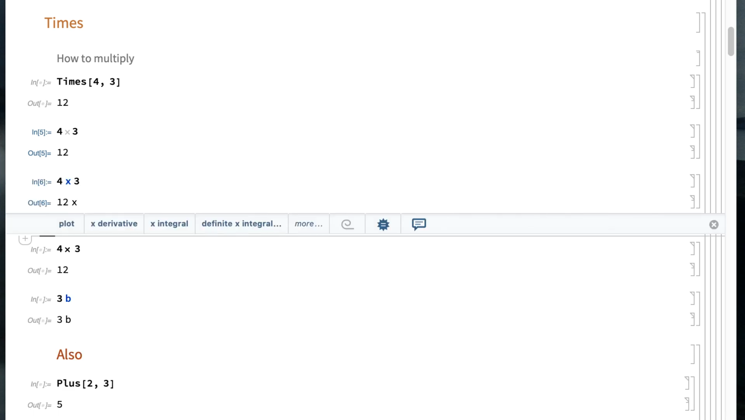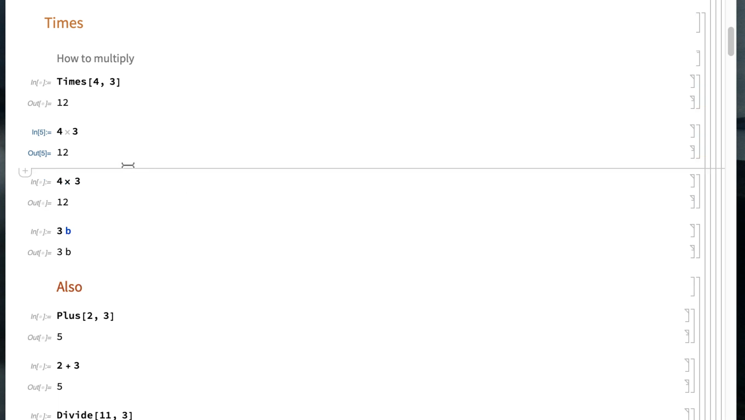4x3. It thinks, okay, you want me to multiply 4 by the x by the 3, and that's 12x. So don't use x as a multiplication operator. If you really want to write it out, you can do this.